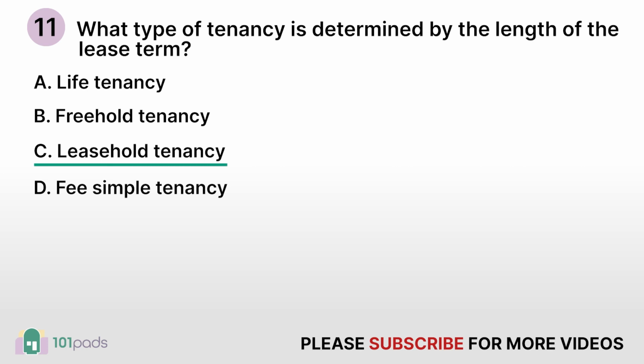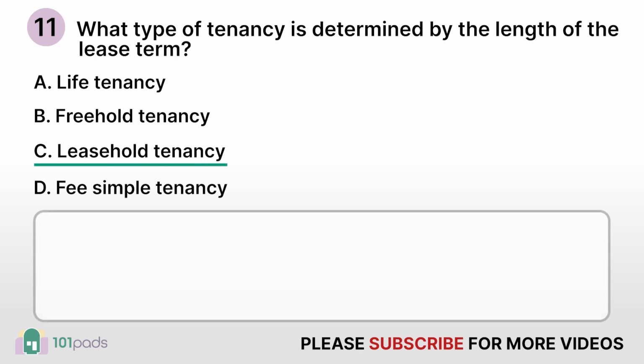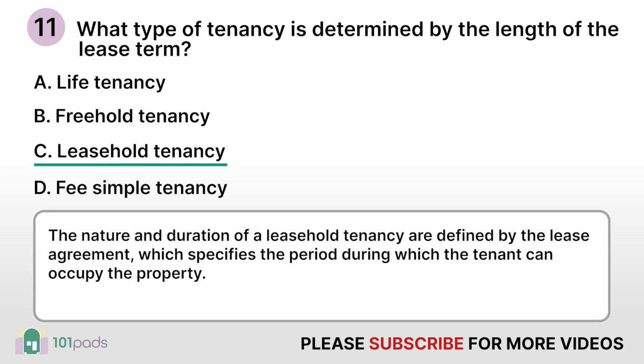The answer is C. Leasehold tenancy. The nature and duration of a leasehold tenancy are defined by the lease agreement, which specifies the period during which the tenant can occupy the property.